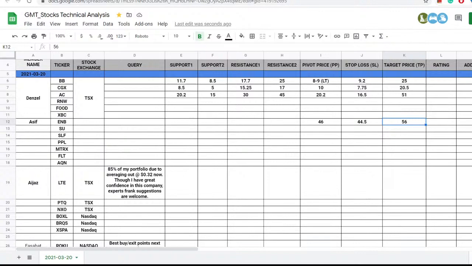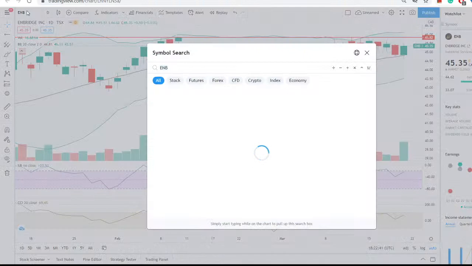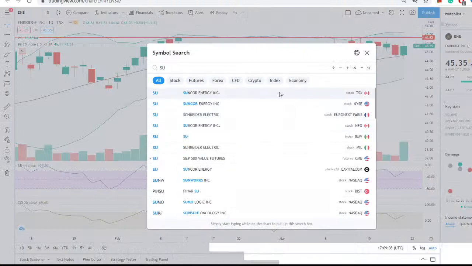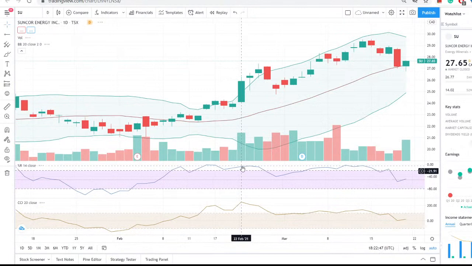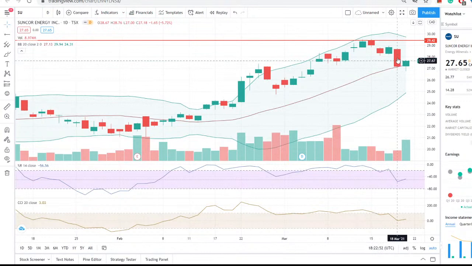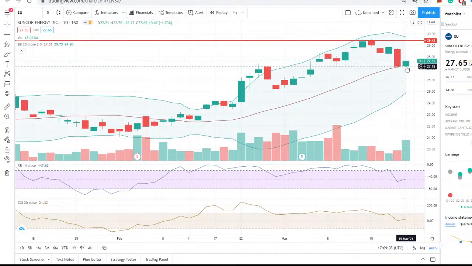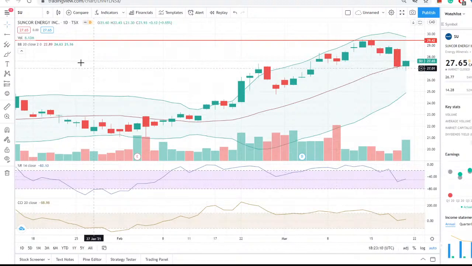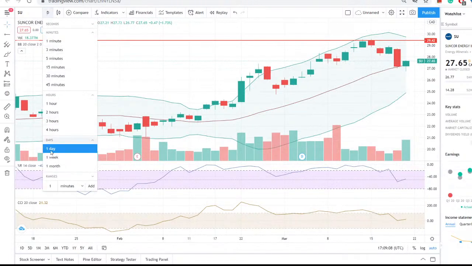Okay, moving further. SU, I think SU would be similar. It had a big red candle on Thursday and then again got support at the mid Bollinger Band of 27.2. Williams R and CCI have turned up because of that green candle in the last session.